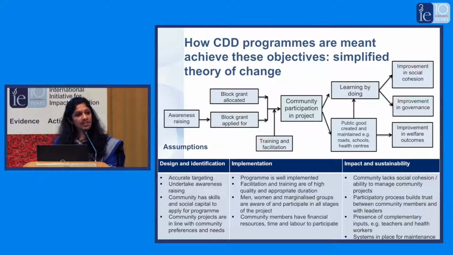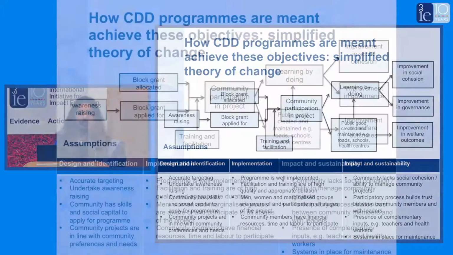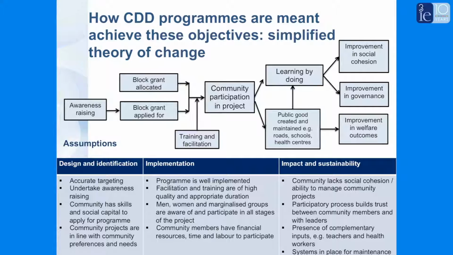This is a highly simplified version of the theory of change of CDD programs. Here it's important to differentiate between two kinds of CDD programs: those that follow the application model and those that follow the allocation model. The application model is where communities are expected to apply for funds, and the allocation model is where implementing agencies choose certain communities for receiving those funds. That's a crucial difference, because if you're required to apply, then the implementing agency has to carry out awareness activities. There's training and facilitation provided for community participation.